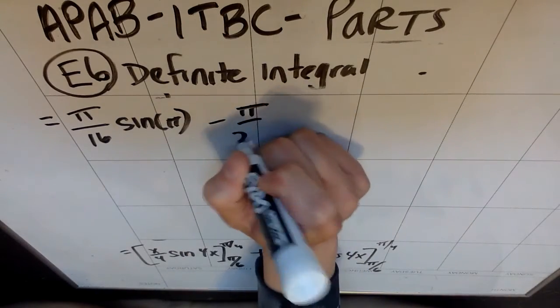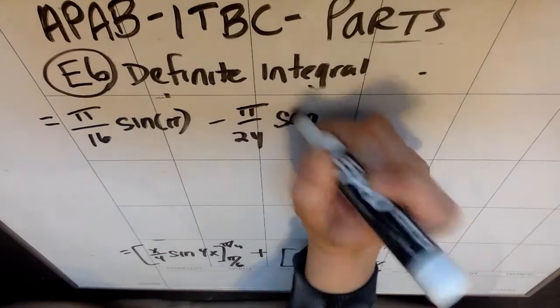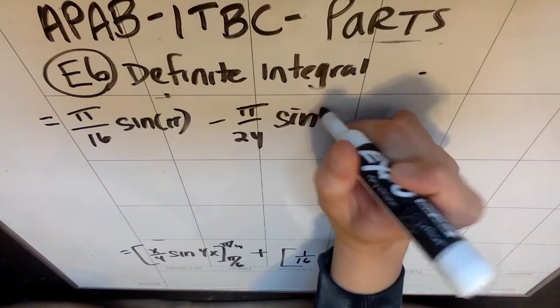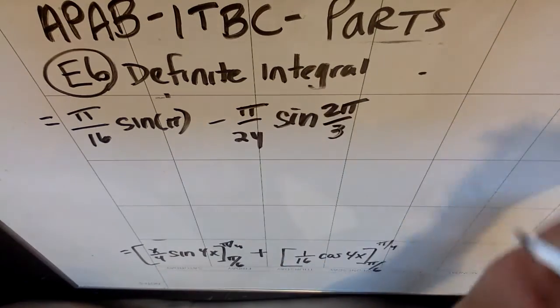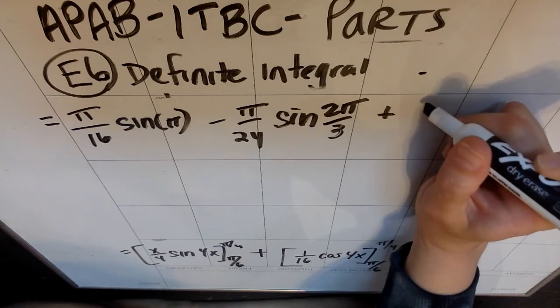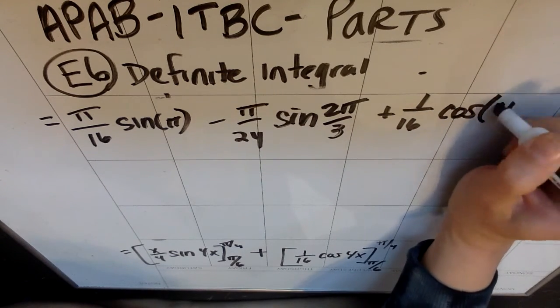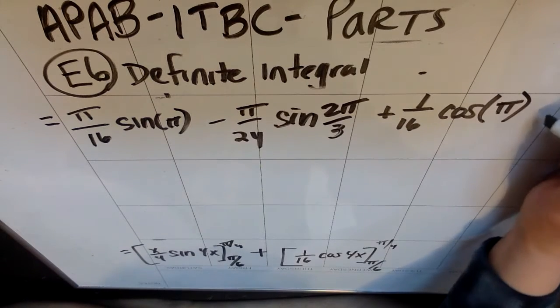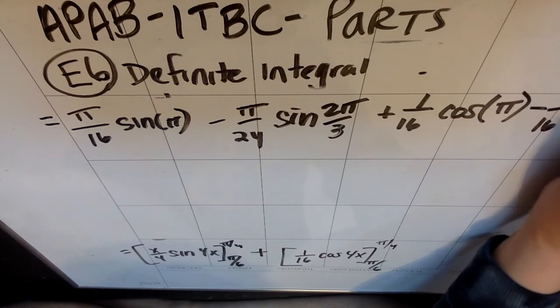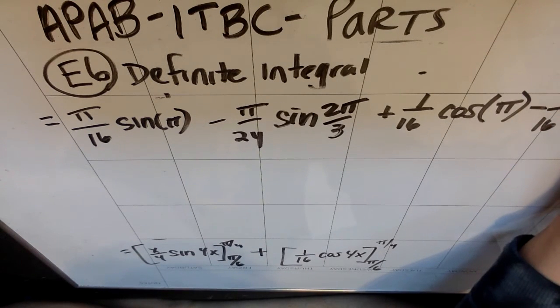Minus a pi over 24 times the sine of 4 pi over 6, which would be 2 pi over 3, which is not going to go away. Plus, I'm going to get a 1/16 cosine of pi, because 4 times pi over 4 is pi, minus a 1/16 the cosine of 2 pi over 3.